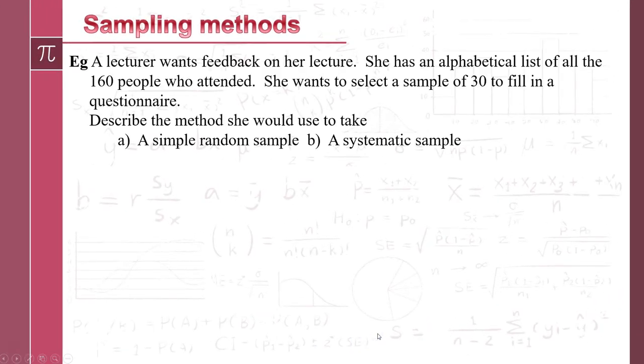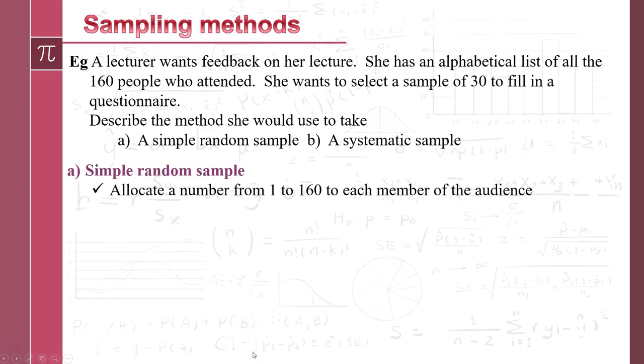On we go. Let's have a look at a quick example. A lecturer wants feedback on a lecture, and she's got a list of all the 160 people who attended, and she wants 30 people to fill in a questionnaire. So how would she do it? Using a simple random sample, all we'd do is allocate a number from 1 to 160 for each member of the audience.